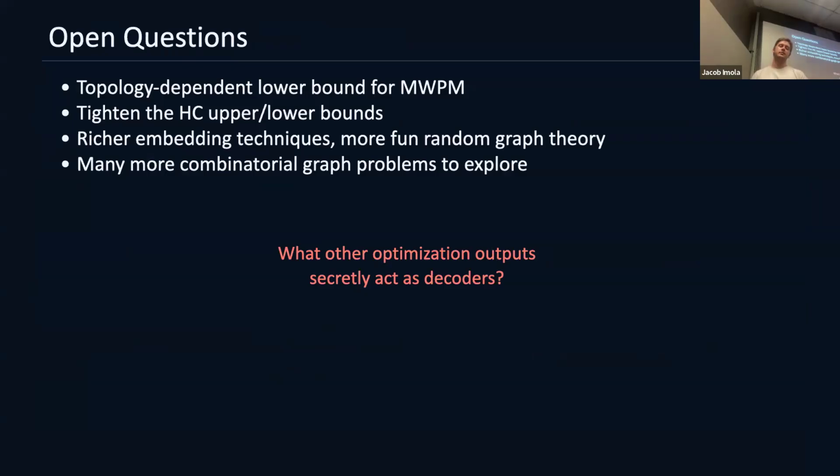And some remaining questions from this work are topology-dependent lower bounds for minimum weight perfect matching. Can we tighten the hierarchical clustering upper and lower bounds? So can we see which log factor is necessary? I think we really only scratched the surface with these embedding techniques. Can we come up with more interesting gadgets, simpler gadgets, or use random embeddings as we did for our hierarchical clustering that could just have some more fun random graph theory? And finally, there's a lot of other problems we can study in edge weight differential privacy as well.